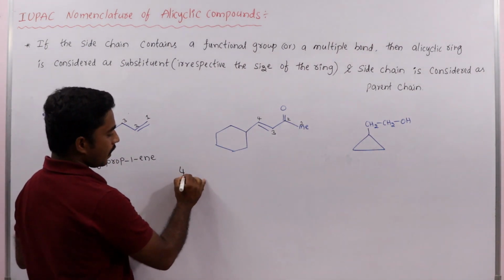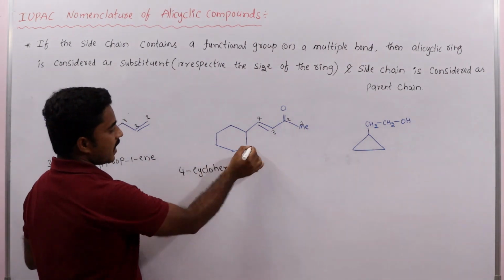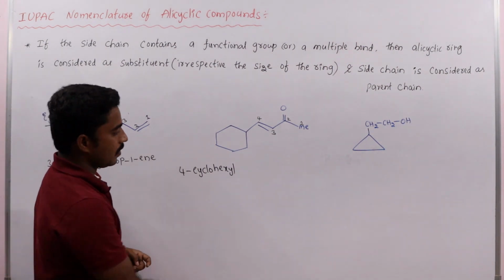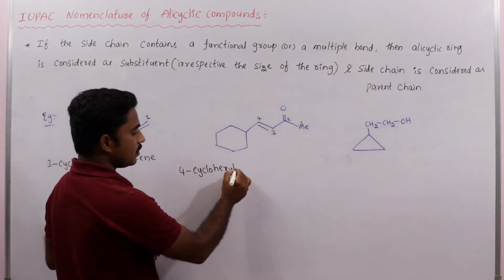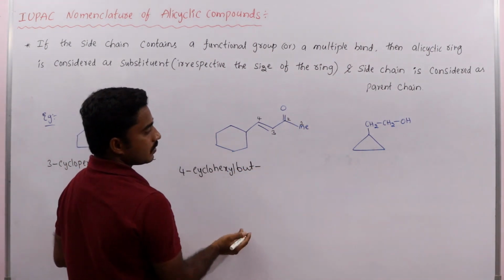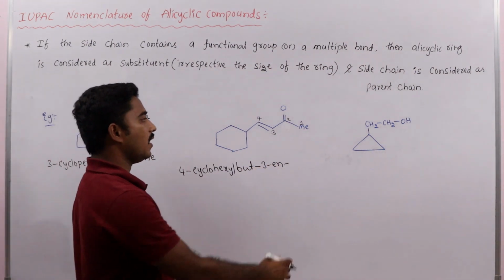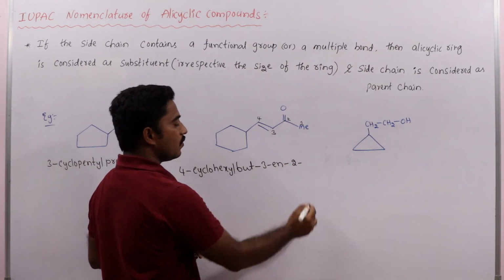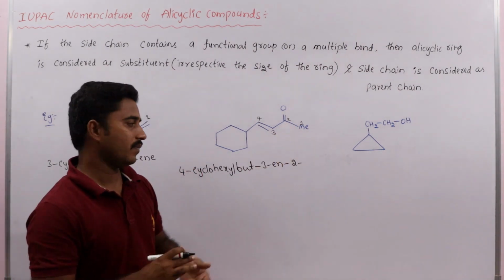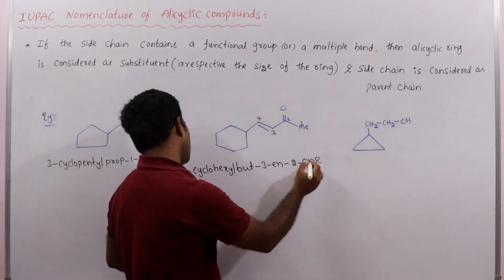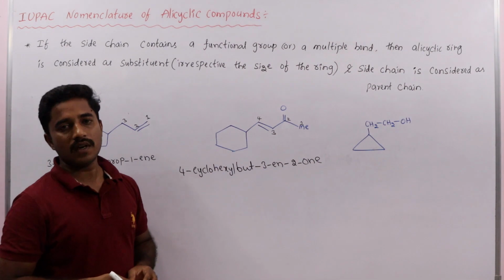So write the name: 4-cyclohexyl. What is the root word here? In the parent chain, 4 carbons are there, that's why the root word is but. At the third position, double bond, 3-yne, and at the second position the ketone functional group is there. For ketone as a functional group, we give the secondary suffix -one. 2-one. 4-cyclohexyl but-3-yn-2-one is the name.